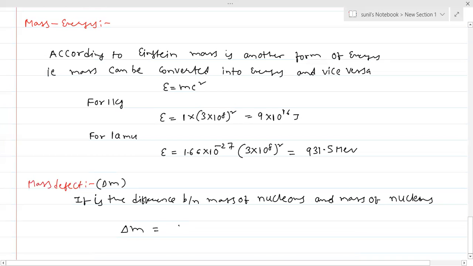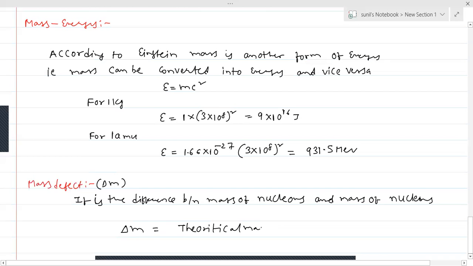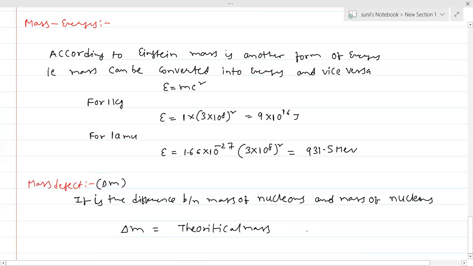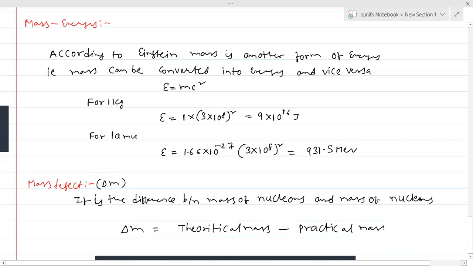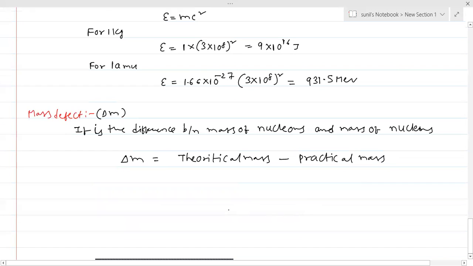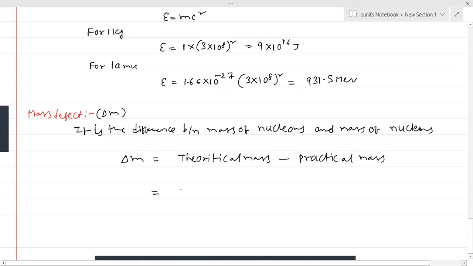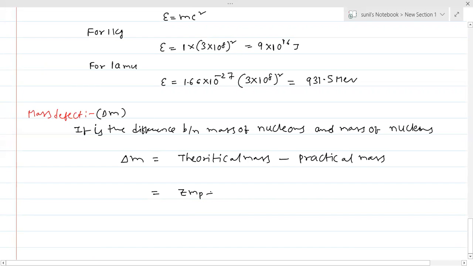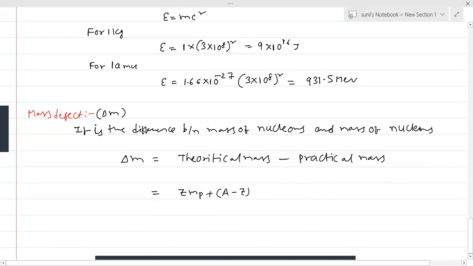So simply we will memorize it like this. This is the difference between the theoretical mass and the practical mass. Theoretical mass means how many nucleons are present and what are their masses; we will multiply with each other. So the theoretical mass is Z into Mp plus A minus Z into Mn, minus M, the practical mass.